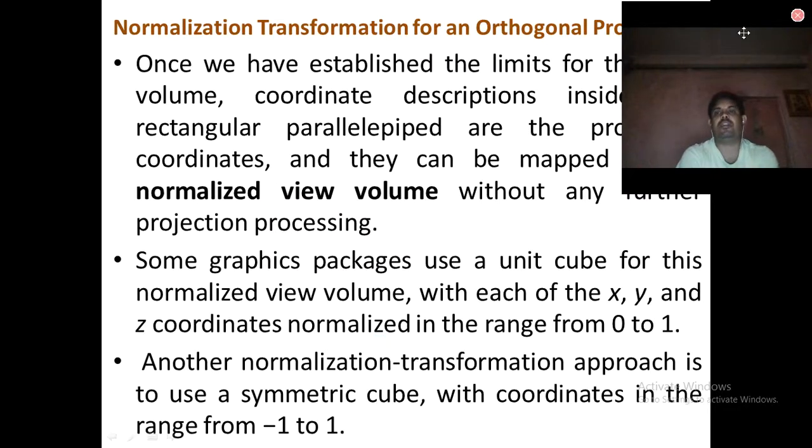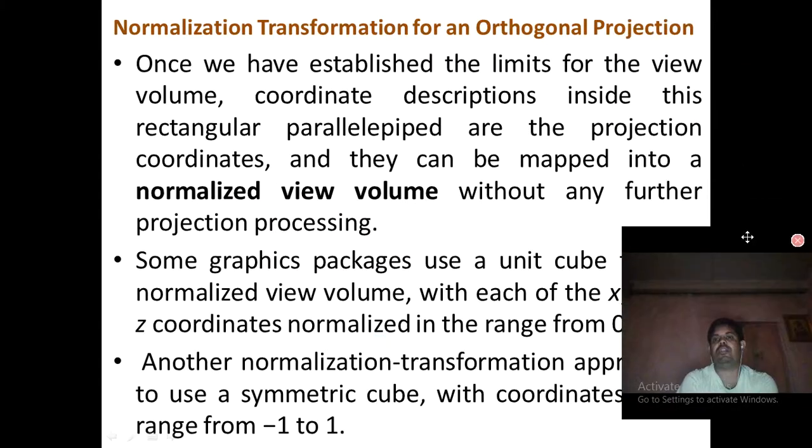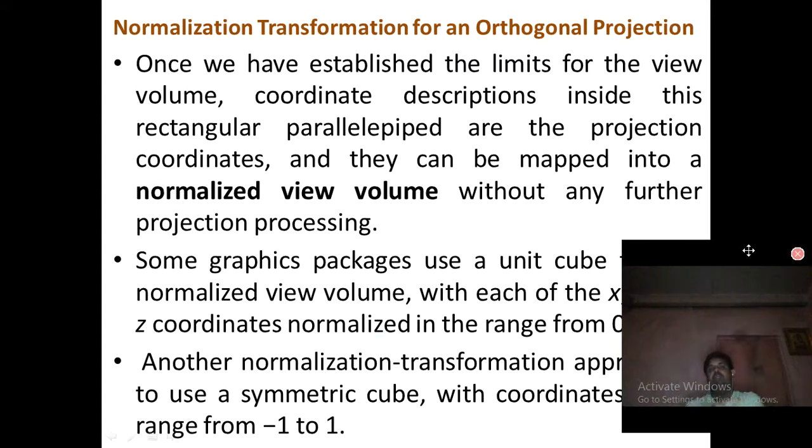Then comes normalization. Everything we have decided so far is in world coordinates, so the clipping volume is specified with respect to the world, or the monitor. I have to transform that to the normal coordinate system, which is the OpenGL normalized coordinate system. That is the normalization transformation for an orthogonal projection.